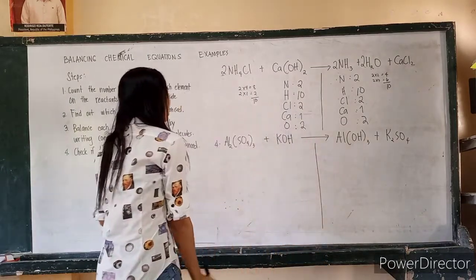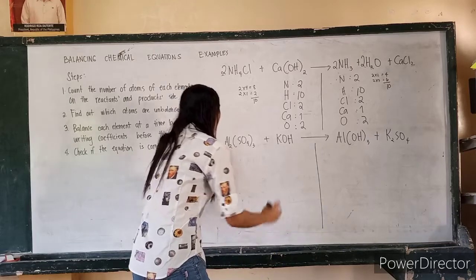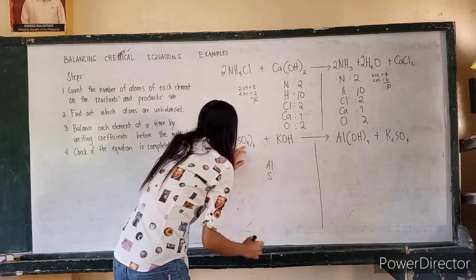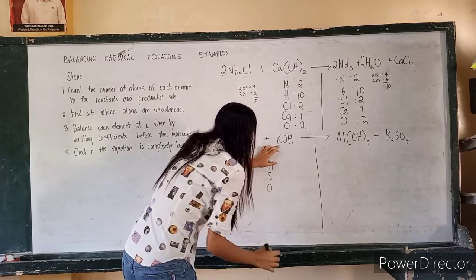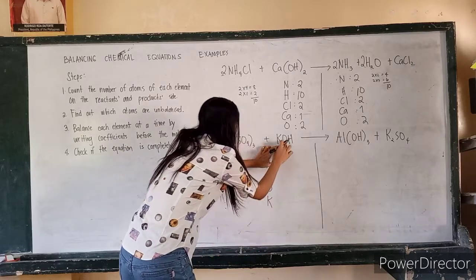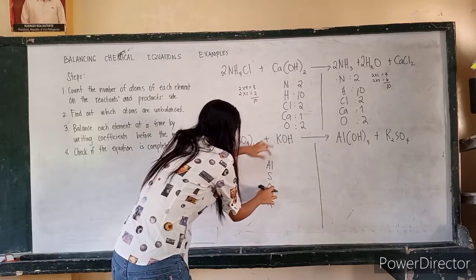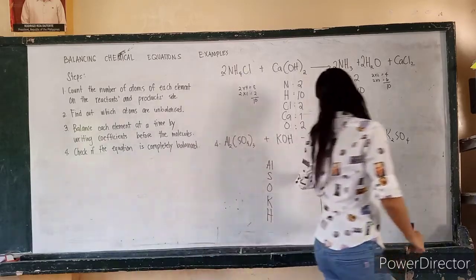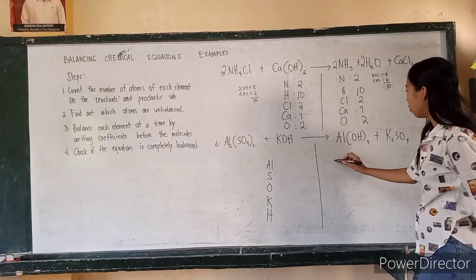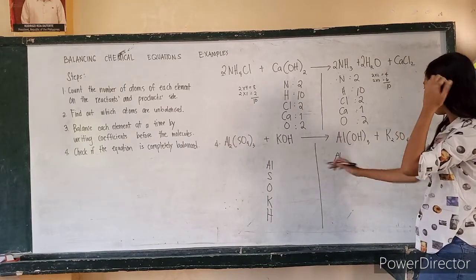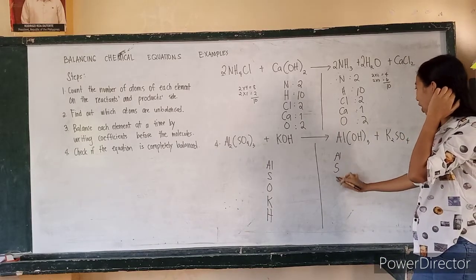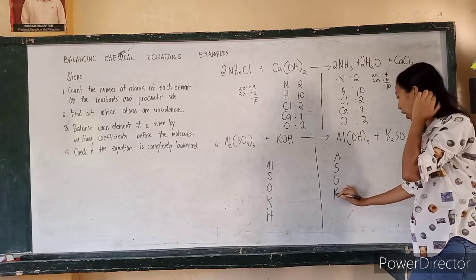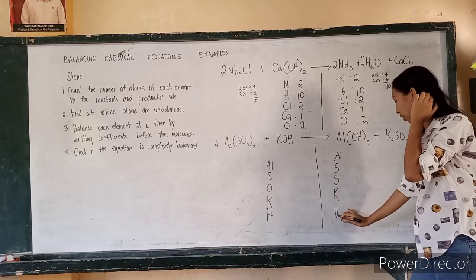Okay? So, let us list down the atoms. You have Al, aluminum, you have sulfur, you have oxygen, you have potassium, you have oxygen still, another oxygen, and you have H. Also, on the other side, you still have aluminum, you have S here, you have O, you also have K, and you have H.